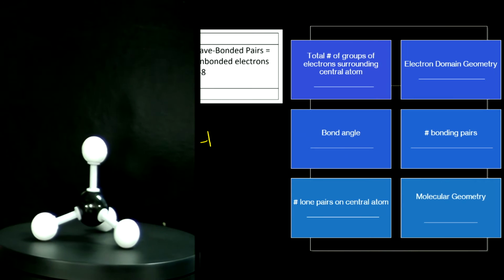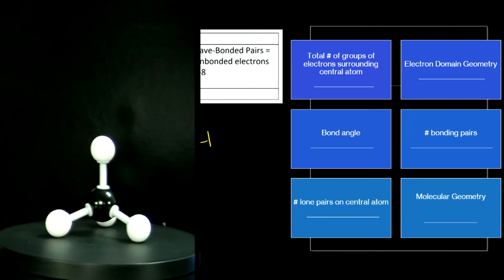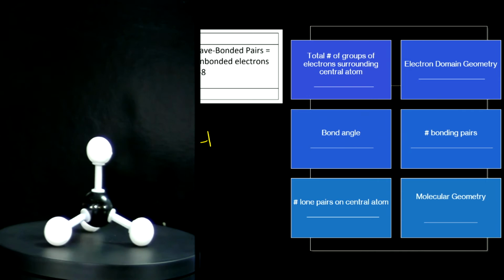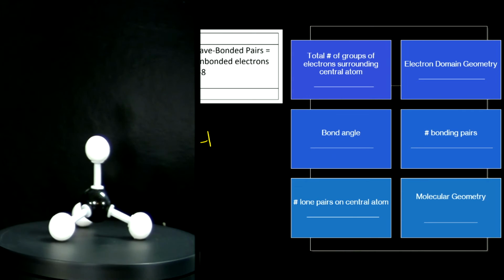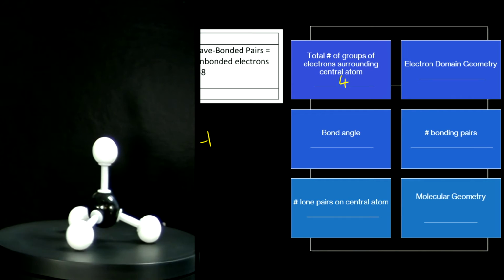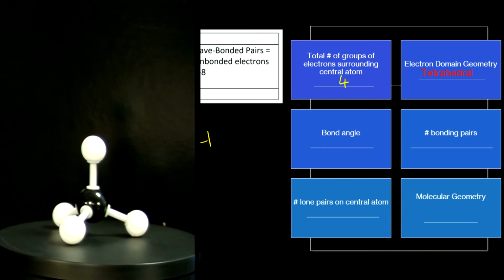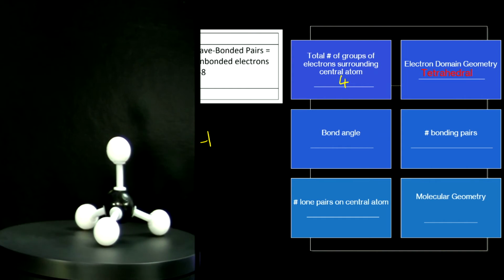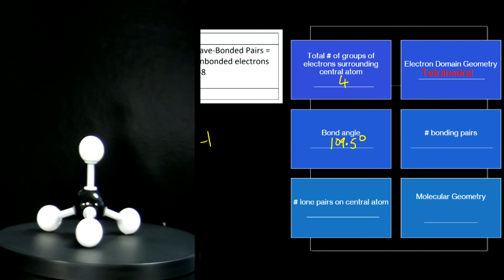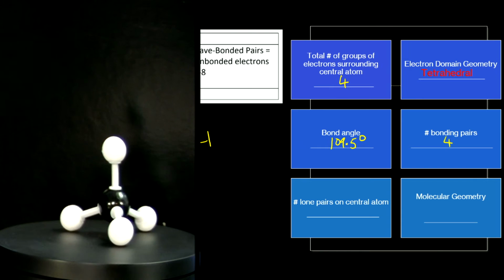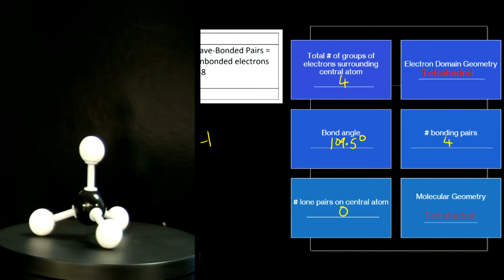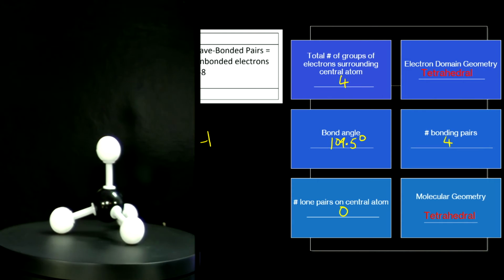So our carbon is in the center, and we have our 4 hydrogens on the outside. So you have 1 coming towards you, 1 moving away, 1 moving up. So the total number of groups that surround our central atom will be 4. Our electron domain will be referred to as tetrahedral. Our bond angle will be specifically 109.5 degrees. Our bonding pairs are 4. The lone pairs on our central atom are 0. So therefore, our molecular geometry will be the same as our electron domain geometry.